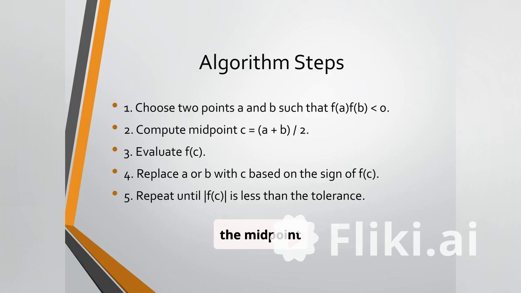Compute the midpoint c, which is equal to (a + b) / 2, and evaluate f(c). Check if f(c) is 0 or close enough. Update the interval: if f(a) times f(c) is less than 0, set b equal to c. Else, set a equal to c. Repeat until the absolute value of f(c) is less than your chosen tolerance level.